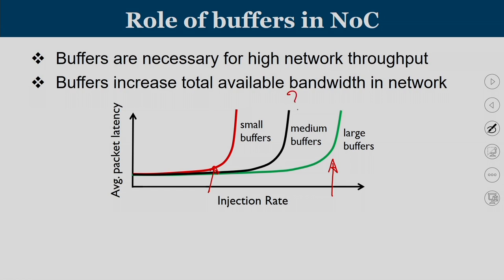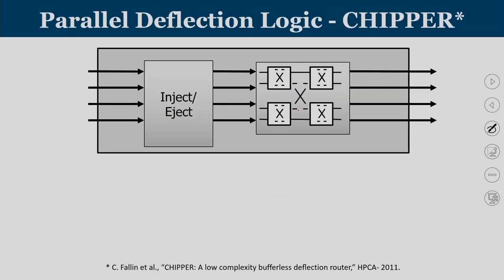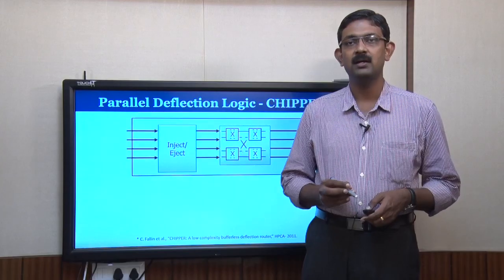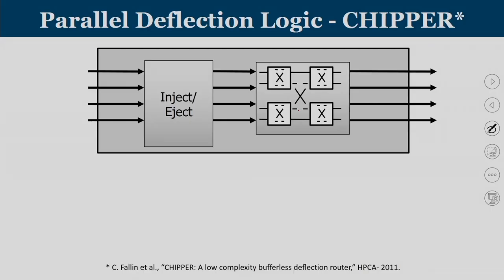So, the question is, can we have some buffers? Let's say we won't keep buffers in all the ports, but use some other kind of mechanism, and that is what is known as the concept of side buffering, also known as central buffering. Buffers are not available in the input ports; rather, buffers are kept at a central location, and after port allocation we see whether we should use these buffers or not.